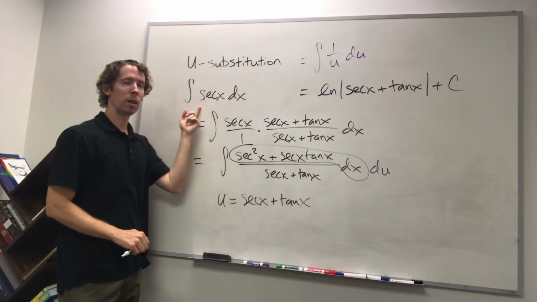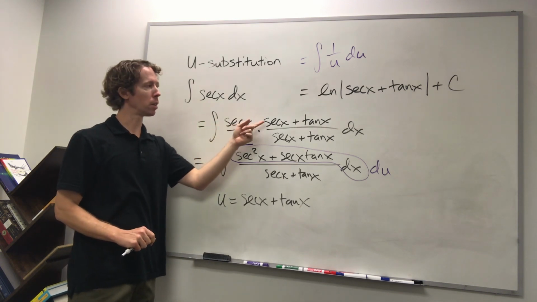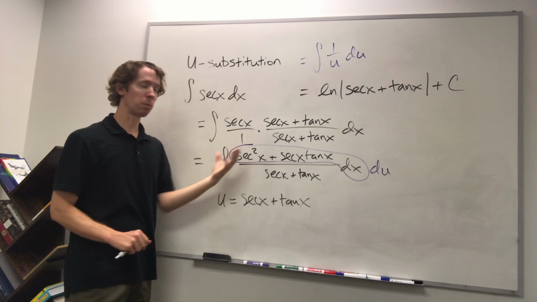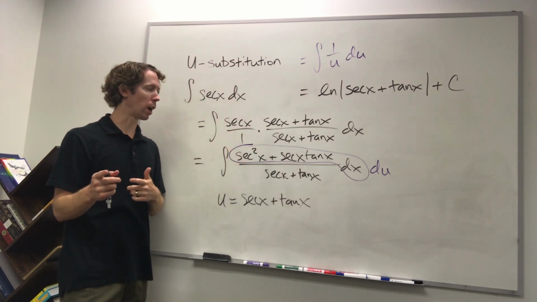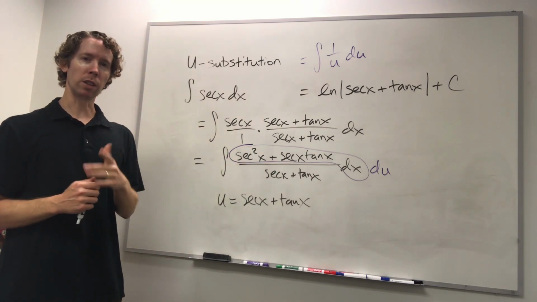The same thing can be done for cosecant. If you take cosecant over 1 and multiply by cosecant plus cotangent, you have a similar thing happening here, so that's a good one to try. And then you can easily look up the solution to make sure that you're getting to the correct answer.